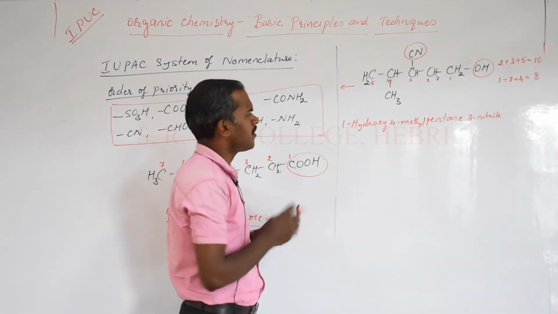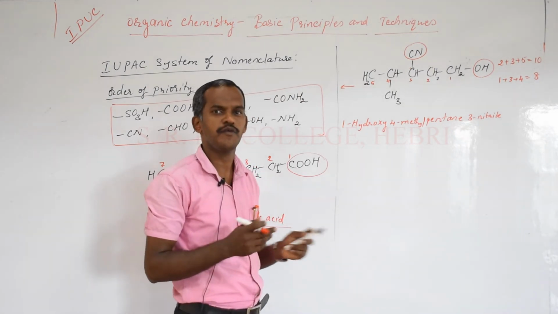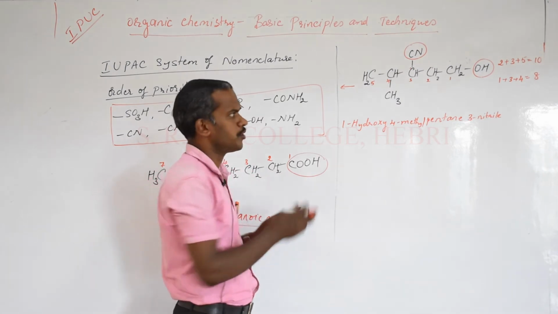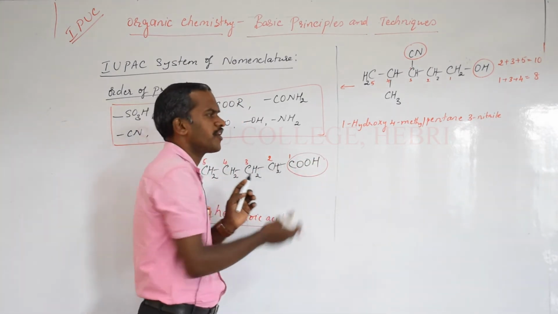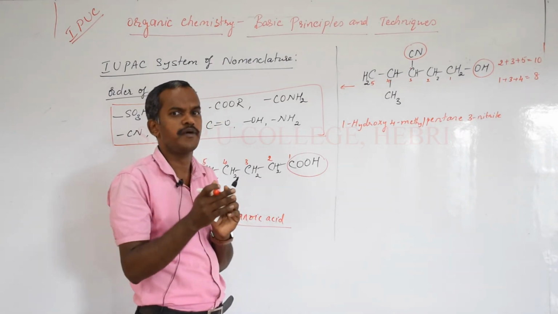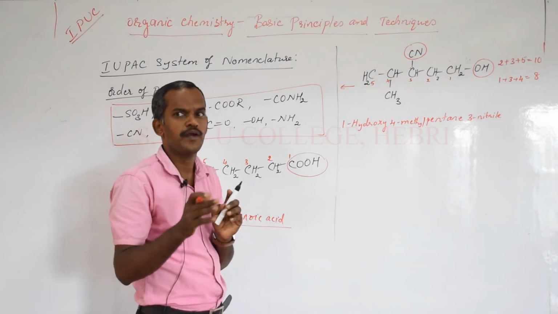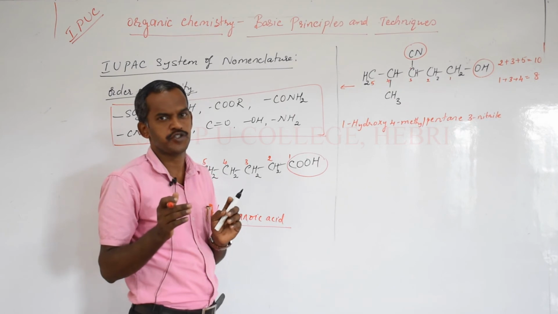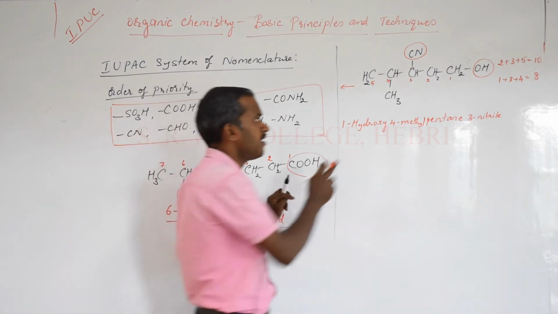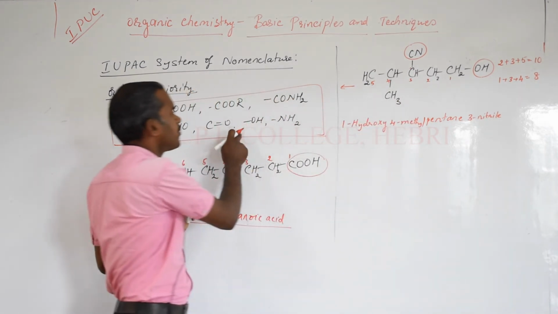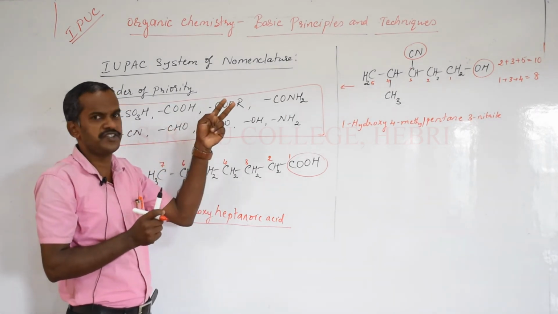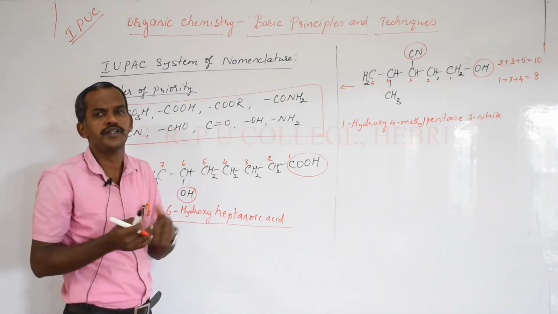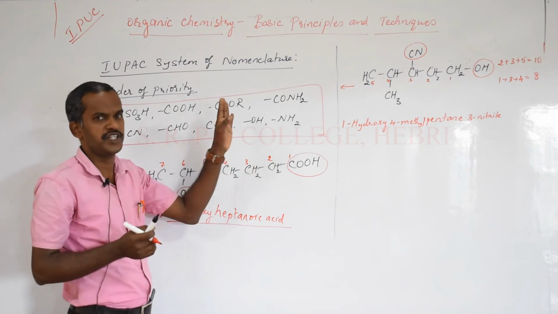So n number of examples can be created like this, where more than one functional group is present. I hope you understood the concept first, and then we can go for n number of examples: how to number it, how to name them, and what the different substituents to be used are. All those you can easily understand. But that order of priority is very important, because many times you will forget this. When two functional groups are visible, if you do not know the order of priority, you can't proceed easily.